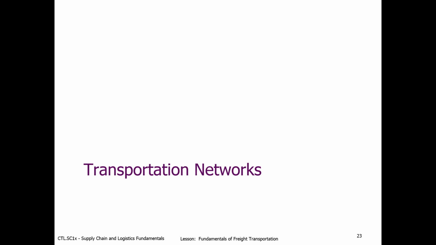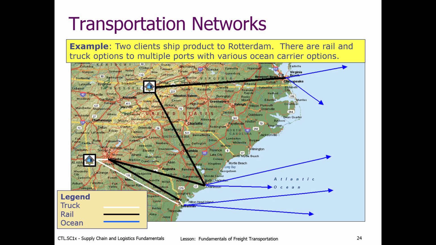So now let's talk about transportation networks, because anytime you have a freight transportation system or a passenger transportation system, it actually is comprised of multiple networks that are usually layered. So let's talk about this through an example. This is a slightly different example.